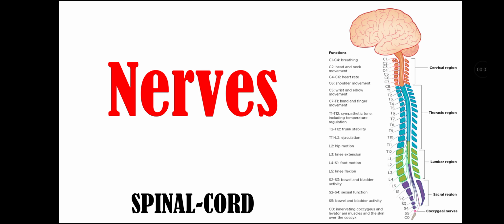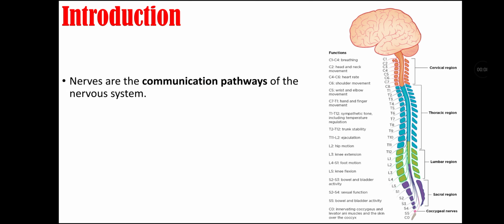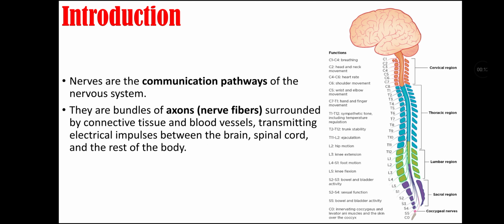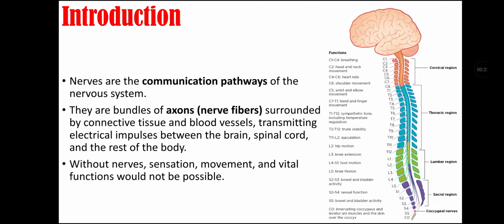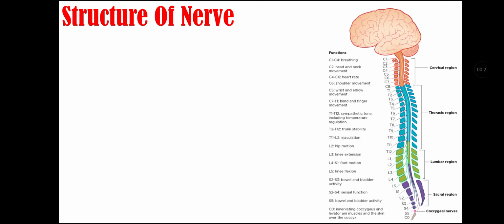So let's start our topic with introduction. Nerves are the communication pathways of the nervous system. They are bundles of axons that are surrounded by connective tissue and blood vessels, transmitting electrical impulses between the brain, spinal cord and rest of the body. Without nerves, sensation, movement and vital functions would not be possible.